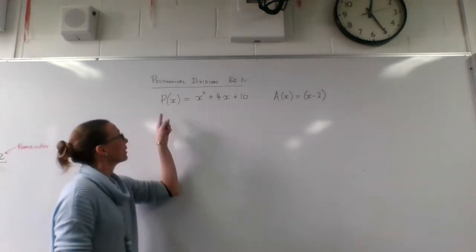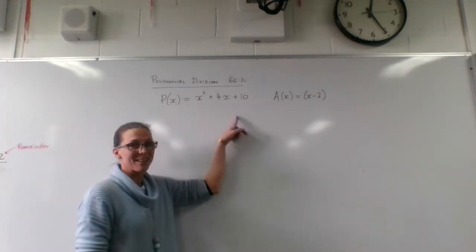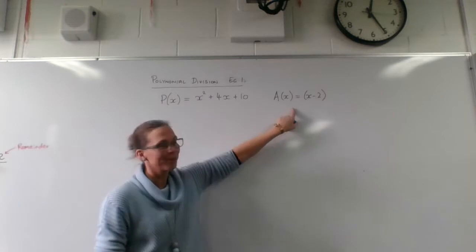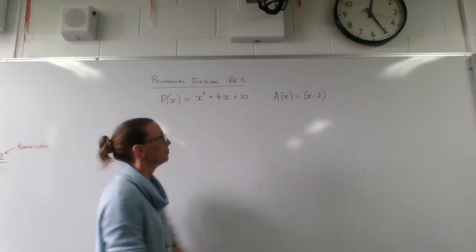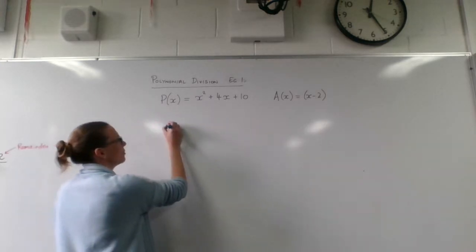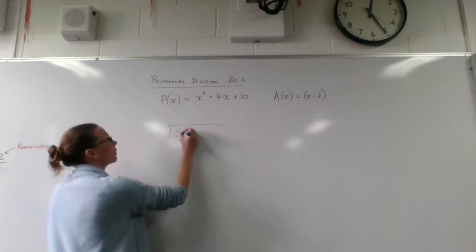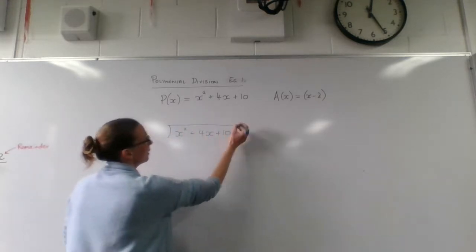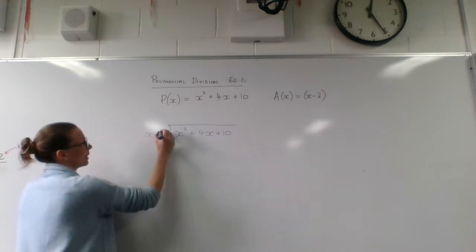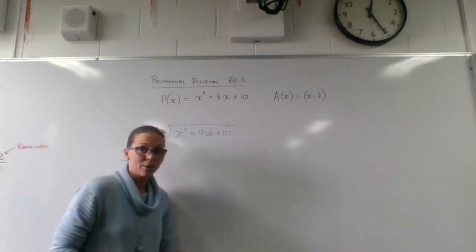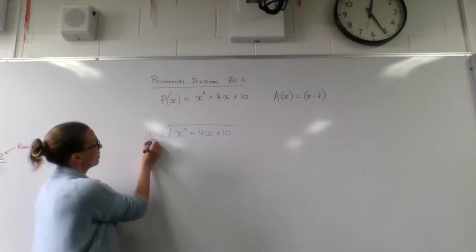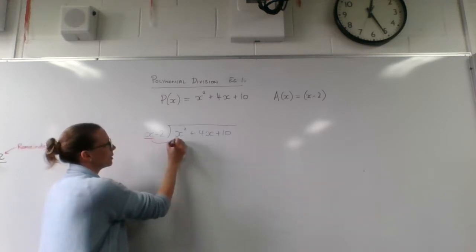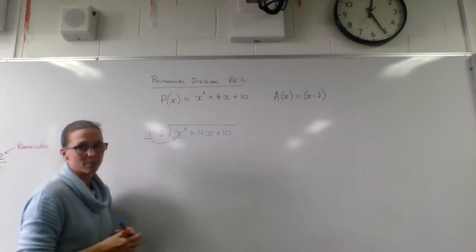So here I go, I've got a polynomial x squared plus 4x plus 10 and I have my divisor which is x minus 2. So set it up with your division, so x squared plus 4x plus 10 and my divisor's on the outside. So start off by looking at the first term and you're seeing how many times it goes into this x squared.